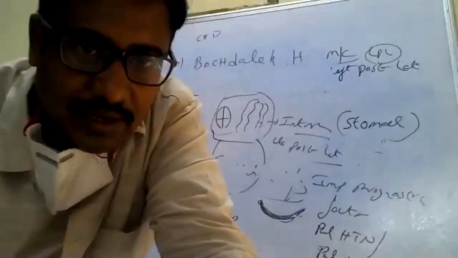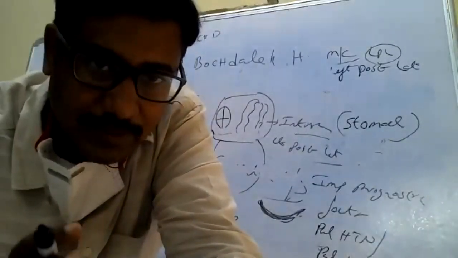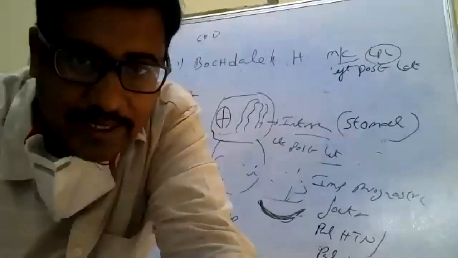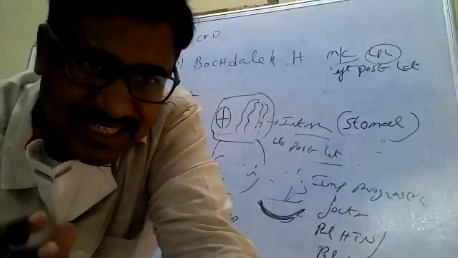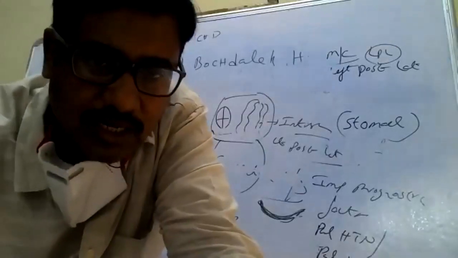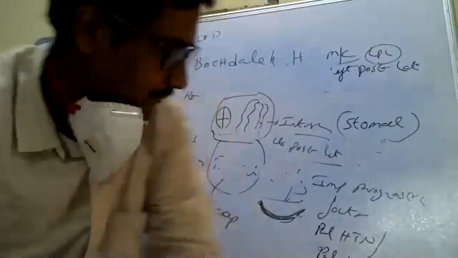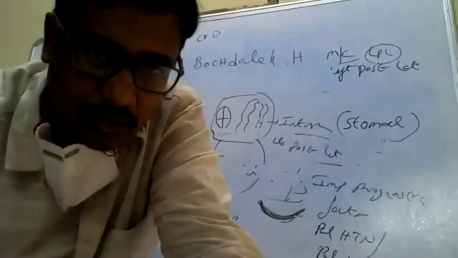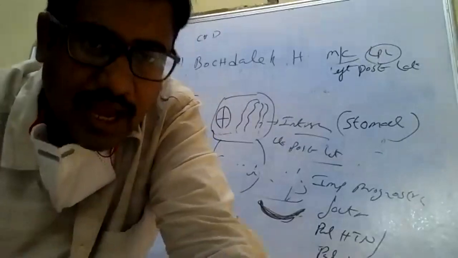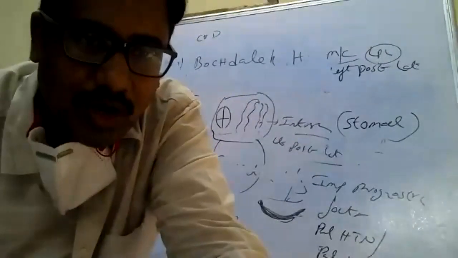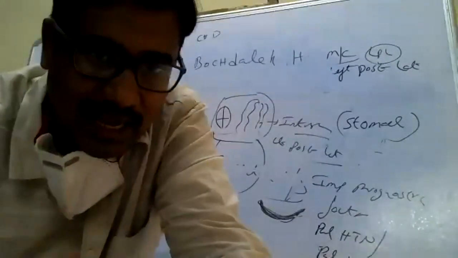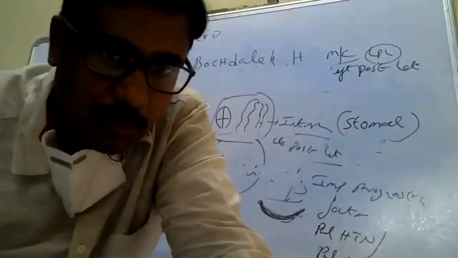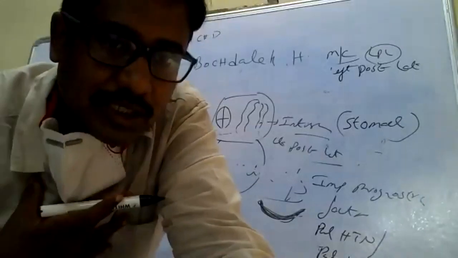So the apex beat will be shifted towards the right side. What are the findings we'll see? We'll see a scaphoid abdomen. Why is the abdomen scaphoid like this? Because the gastric contents are herniated into the thorax. The abdomen is scaphoid and the patient will have dyspnea because of the compression of the lung by the intestine, and instead of hearing bowel sounds in the abdomen, we are able to hear bowel sounds in the thorax.